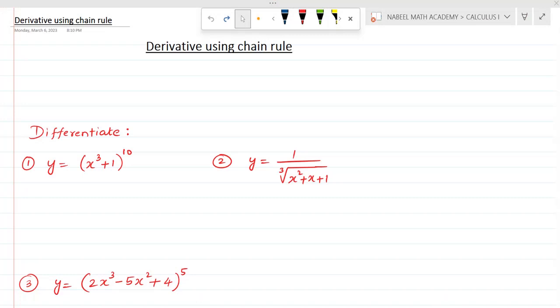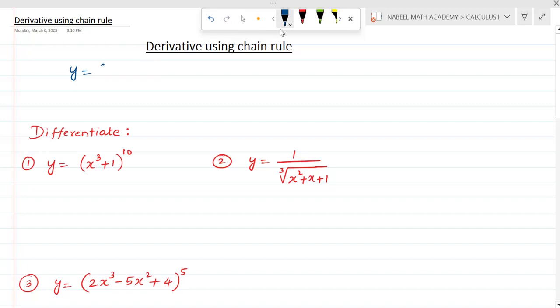In this video, we are going to discuss the derivative using the chain rule. So when you have to use the chain rule, actually when you have a function of a function, a composition function, we will use the chain rule. So let us give an example here.